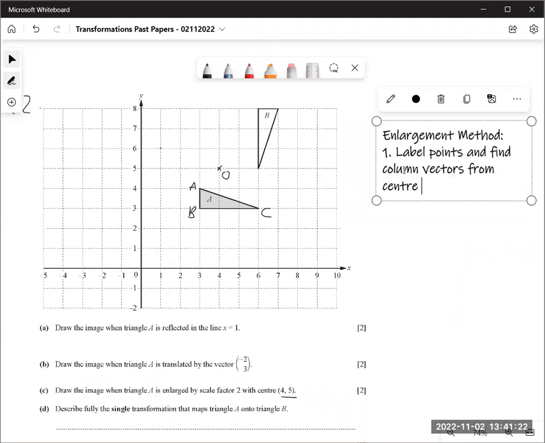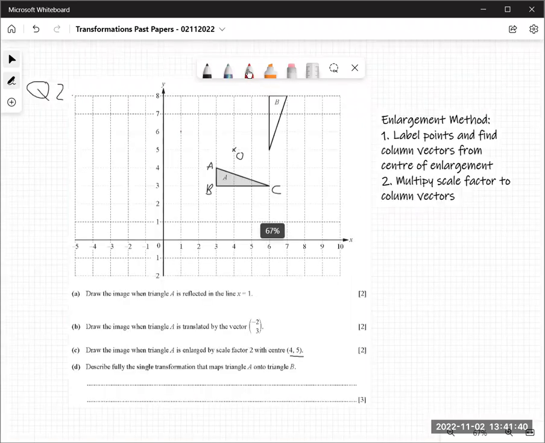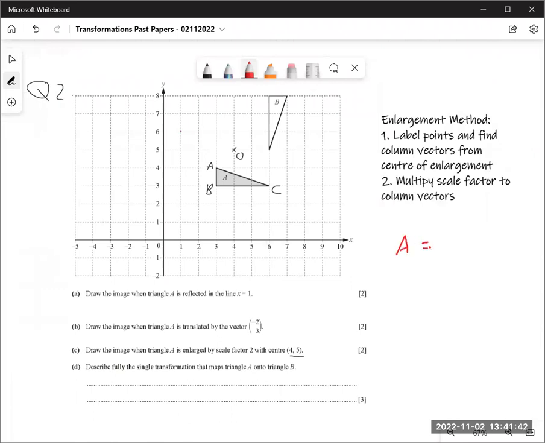Now, if I said position vector, that would be from the origin, but column vectors are not from the origin. Second step is multiply by the scale factor. All right? 2 column vectors, a 2-step process. How do we do it? Let's first write the column vector for A. Tell me what is it?